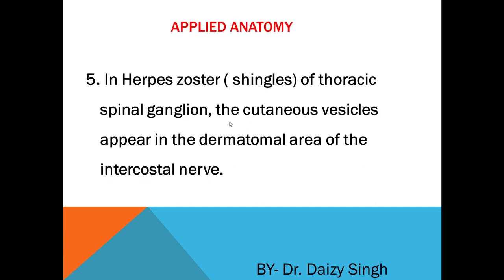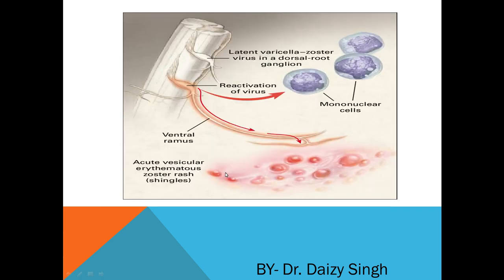Then there is a disease known as shingles, that is caused by the herpes zoster virus. This can occur in the thoracic ganglion. This virus remains dormant, and when it becomes active, it produces cutaneous vesicles in the dermatomal area of the intercostal nerve. Yes, you can see the reactivation of the virus, and here is the latent virus, the sleeping virus. In the reactivation of the virus, it produces various erythematous, vesicular structures, known as shingles.